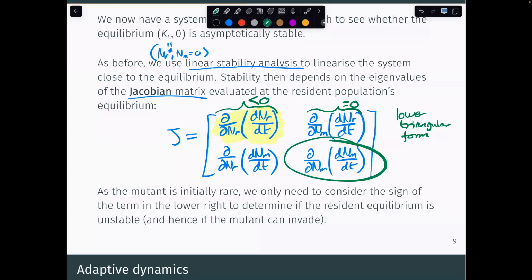So although we've looked at this Jacobian matrix, in practice with adaptive dynamics, we don't even have to look at the whole Jacobian. We just have to look at this entry here. Is this positive? Positive implies invasion. Negative implies no invasion. Or in other words, the resident will win.